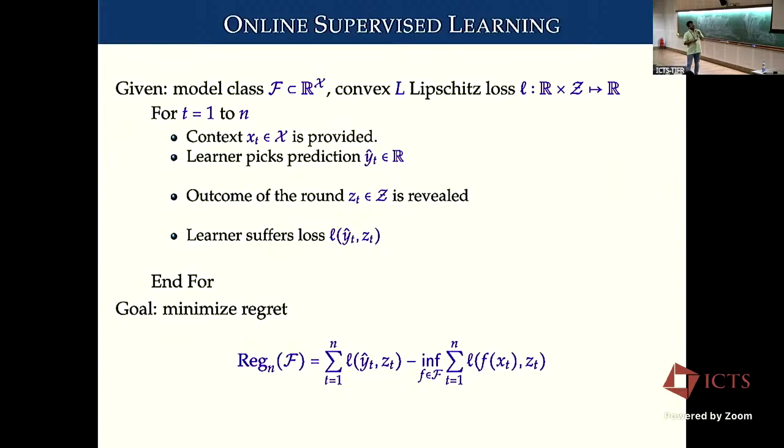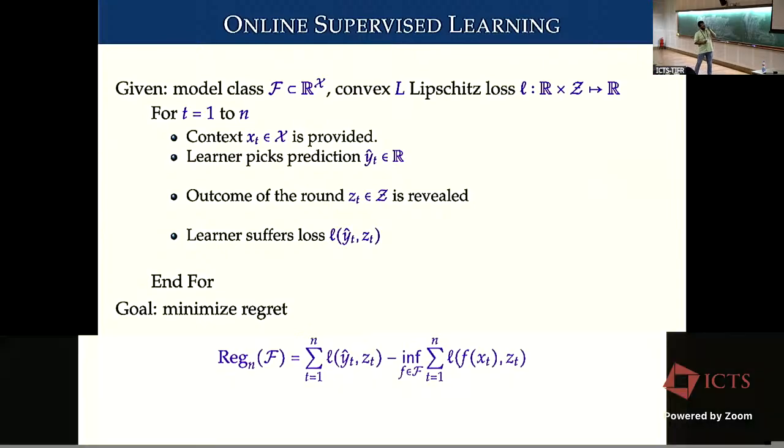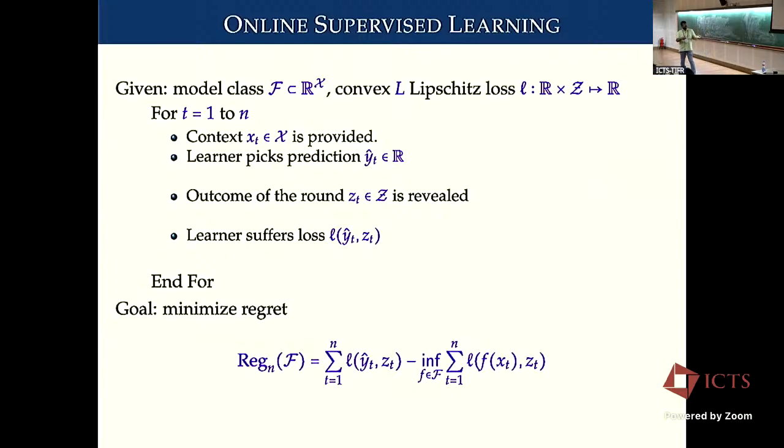Now, I'm going to make one assumption: that the loss L is convex in its first argument, that is in y hat t, and it's L-Lipschitz. If any of you are unaware of what Lipschitz means, it just means it's continuous, and if two input instances are close, the outputs are also close, up to a constant times the magnitude of the difference. So that's the assumption on the loss that I'm making, and what we are interested in is the sum of my losses minus the loss of the best benchmark.